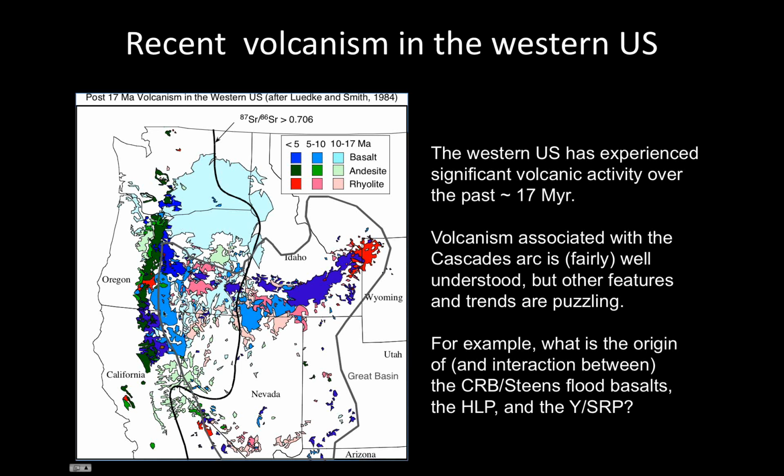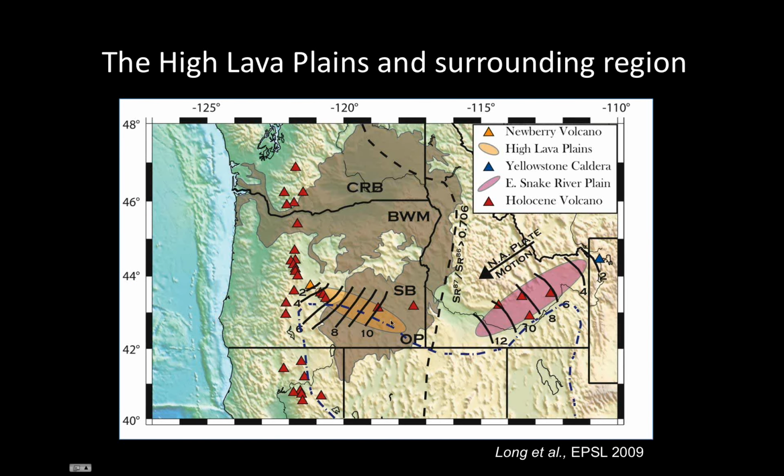So, as I said, some aspects of this are fairly well understood, particularly the volcanic chain here to the west, but we really would like to have an explanation, particularly for what's going on in the mantle that has caused all of this volcanic activity over the last 17 million years. And a big question is what is the origin of and interaction between the Columbia River and Steens flood basalt and then the subsequent volcanic activity in the high lava plains and the Snake River Plain.